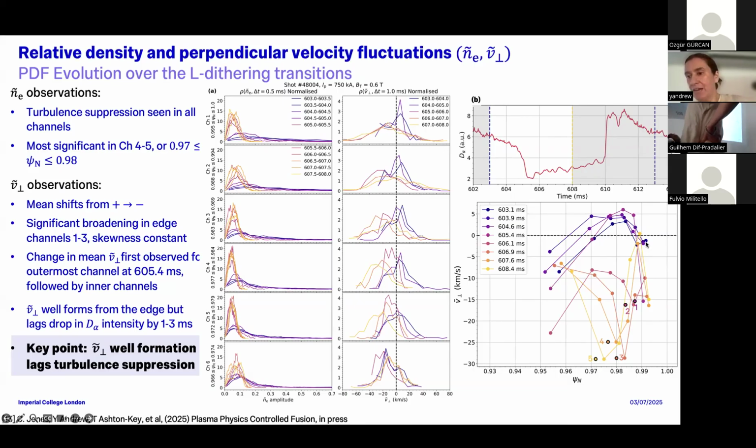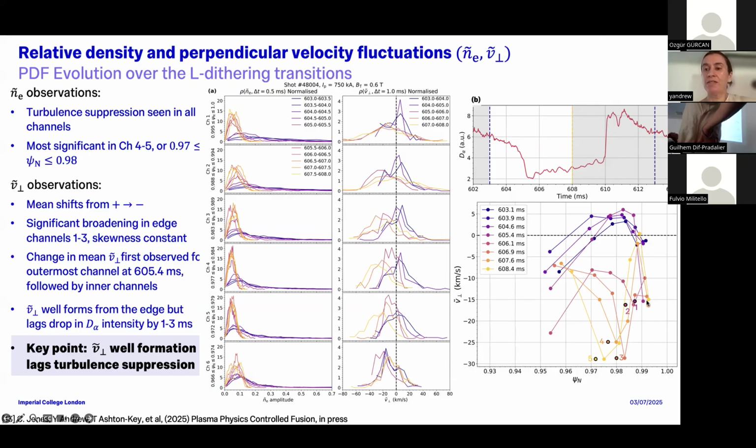If I can guide your eye here, I'm going from purple. This light purple profile first shows that change. You can see that the large change in perpendicular velocity happens here. So this is prior to the formation of the well. It is pretty much at the formation of the ETB, so it's where this D alpha signal drops.